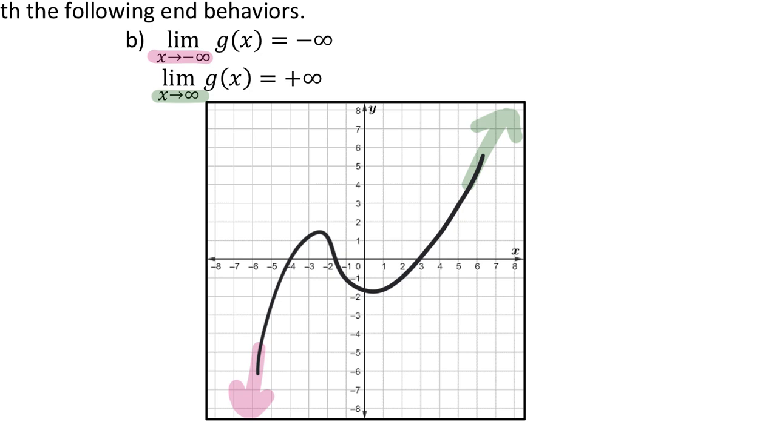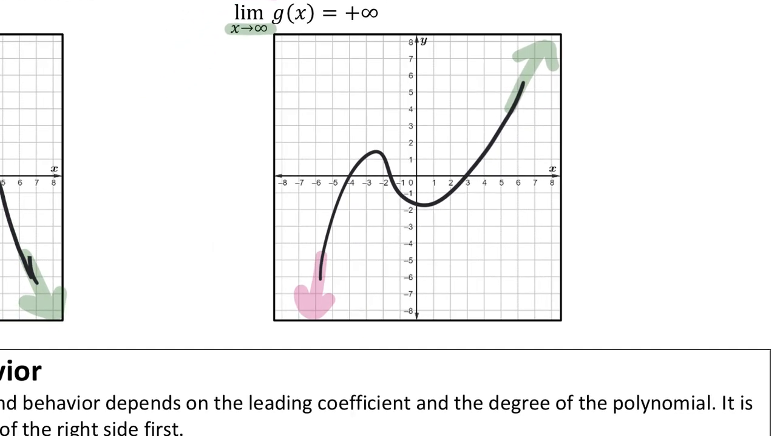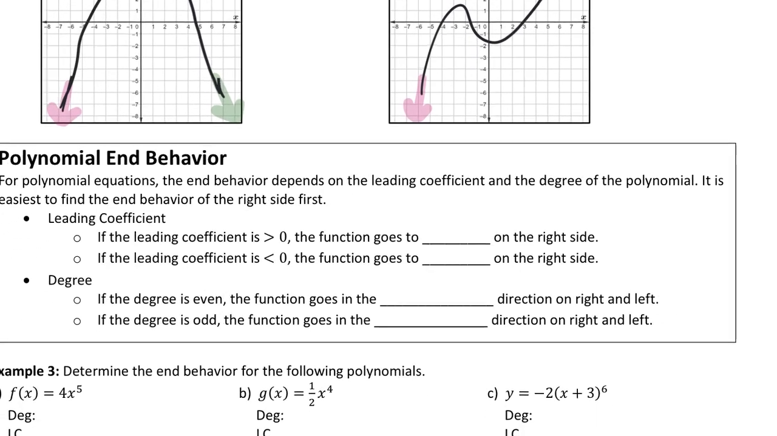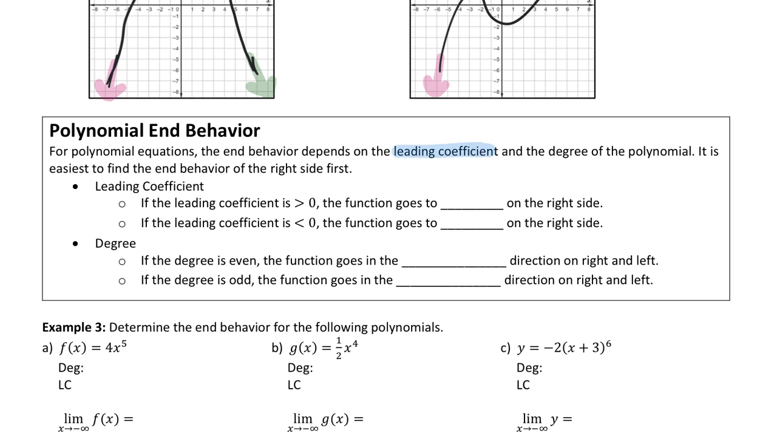So every function we can describe the end behavior, if it has an end behavior, if the arrows go a certain direction on the left and the right. And it all has to do with parts of the actual function themselves. So let's talk about polynomial end behavior. This time we're not giving you any graphs, but it's still just as easy to determine the end behavior. For polynomial equations, end behavior depends on the leading coefficient and the degree of the polynomial.